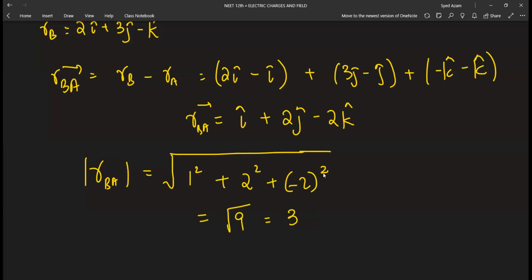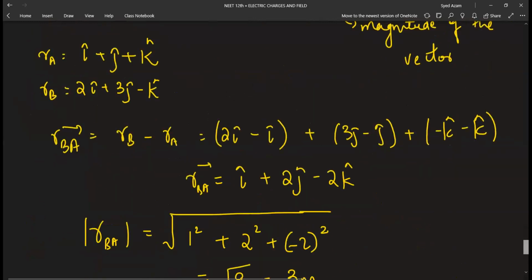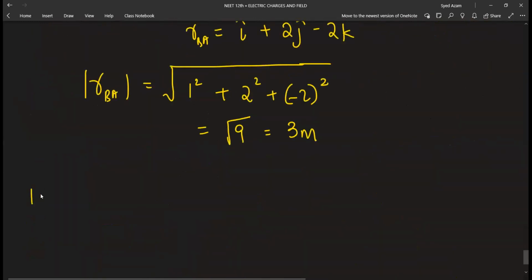So we have got, this is given in meters, so this is 3 meters. Now we are ready to put everything in our formula. One more thing: charges are already given in the question, right? Okay, I have to put it in the formula. Now, what is the formula? Because everything is in vector form, we are also going to use it in vector form.